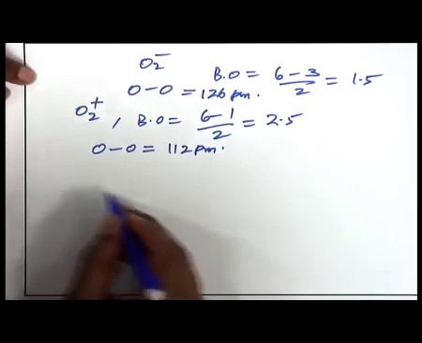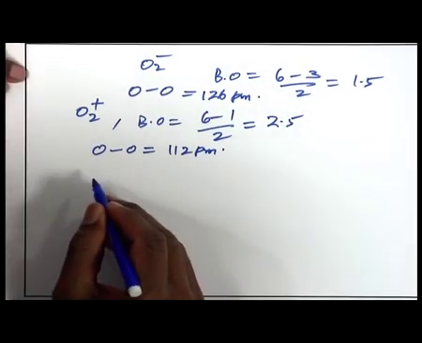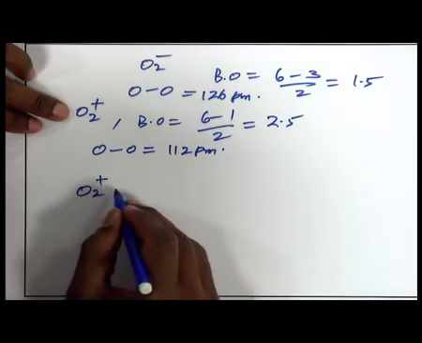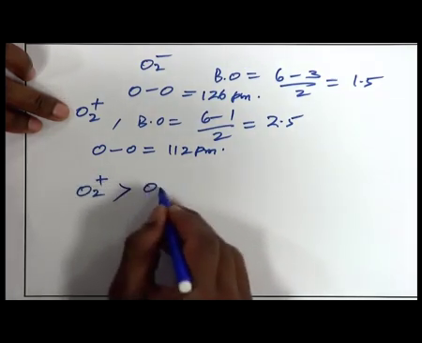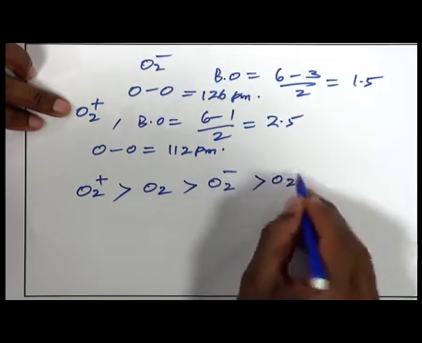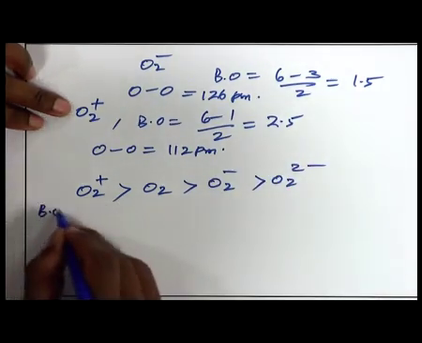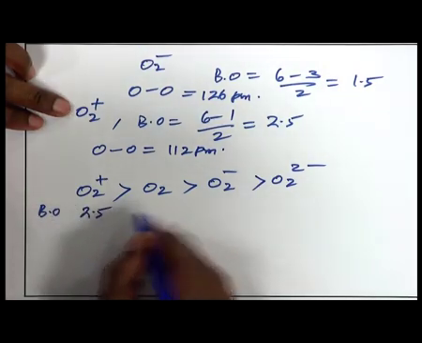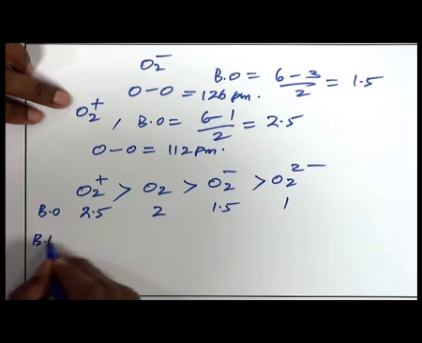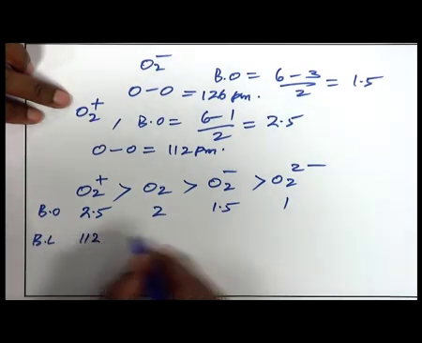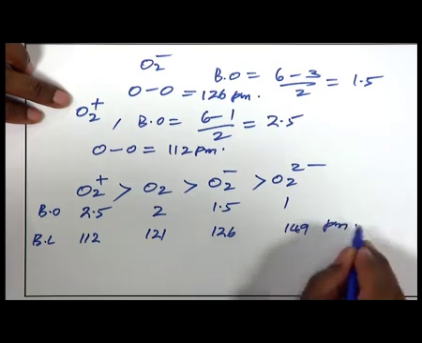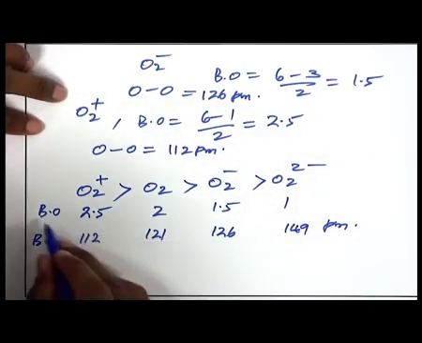Now I am going to summarize them. If I summarize them, the highest bond order is found for O2 plus. Then you have your O2, then you have O2 minus, and then you have O2 2 minus. The bond orders are 2.5, 2, 1.5, and 1 only. Then the bond lengths are 112, 121, 126, and 149 picometer. So, you can observe the relationship between the bond order and bond length.